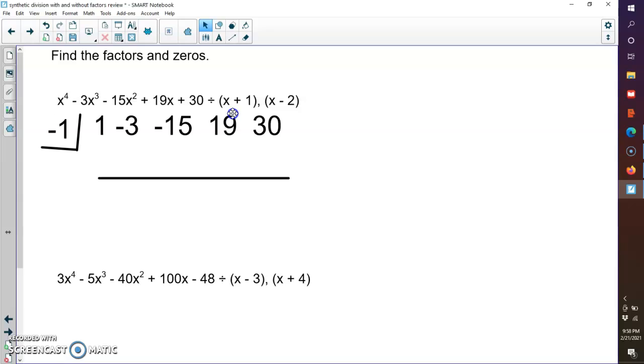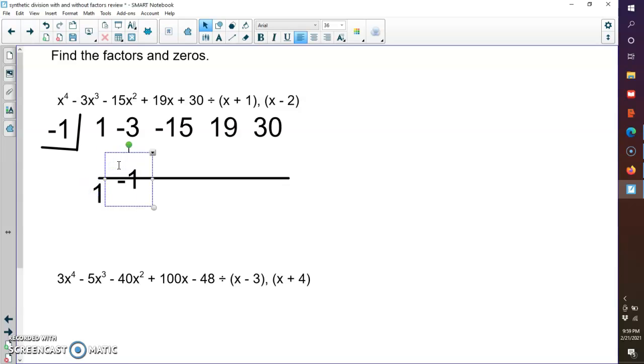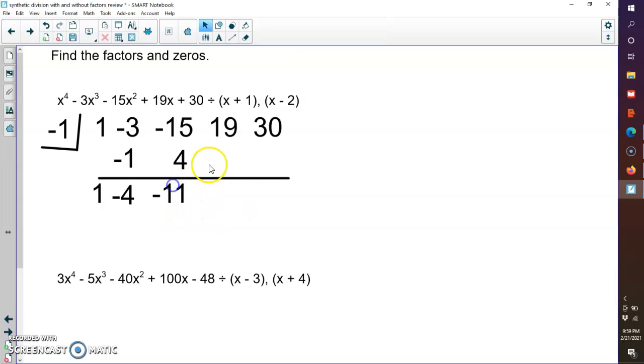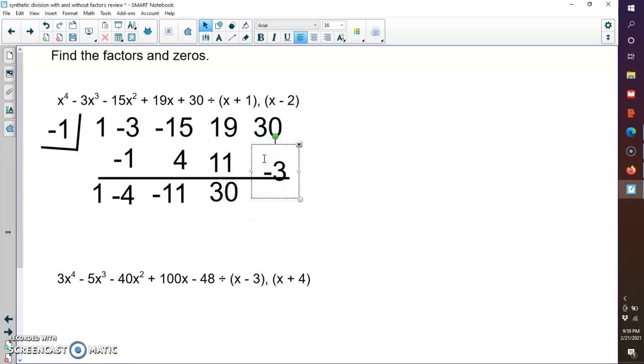We're going to drop the first term. 1 times negative 1 is negative 1. Negative 3 and negative 1 is negative 4. Negative 4 times negative 1 is 4. Negative 15 and 4 is negative 11. Negative 11 times negative 1 is 11. We get 30. And 30 times negative 1 is negative 30. And that adds up to 0.